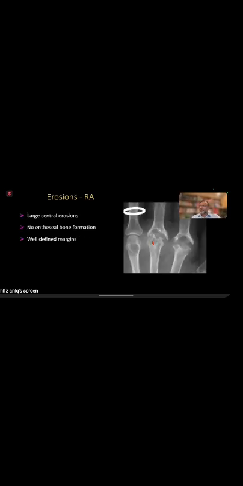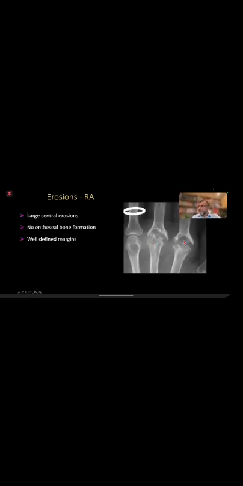But the margins are sharp, with no periosteal reaction. Look at how crisp the margins are. So make a habit of magnifying your images as much as possible. I'm sure you all have monitors now, but if you're still doing the old style, use a magnifying glass to see the margins. So erosions are periarticular with no periosteal reaction.